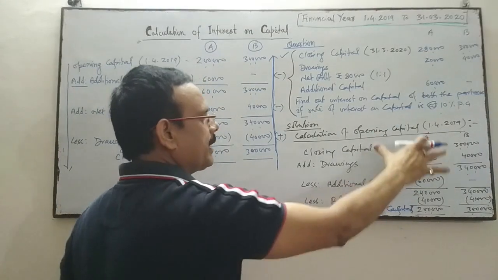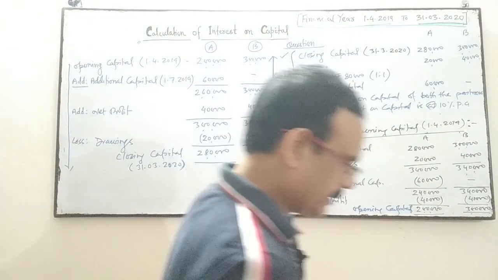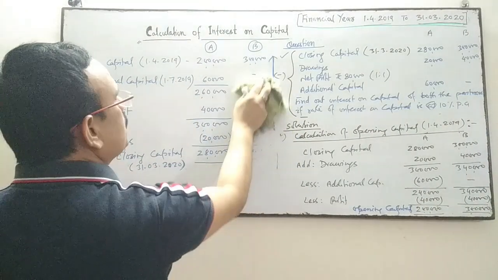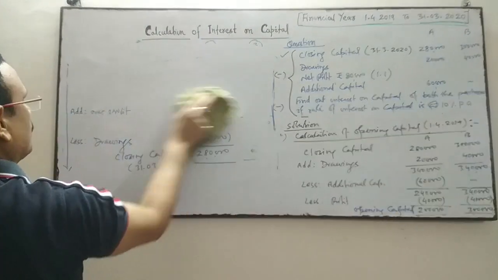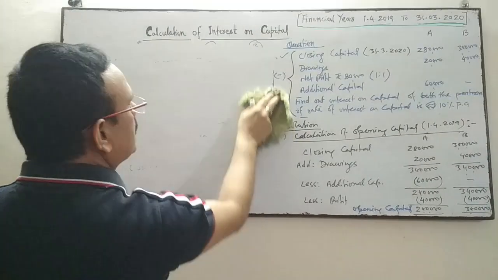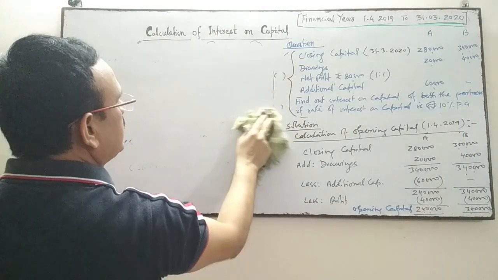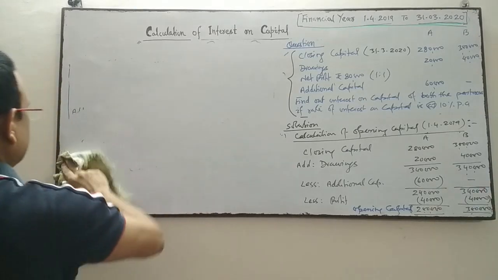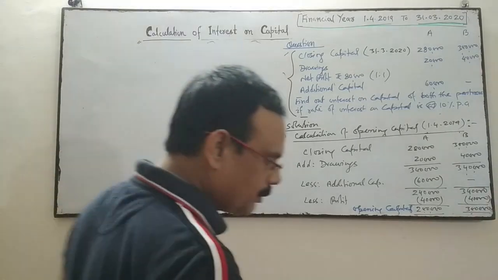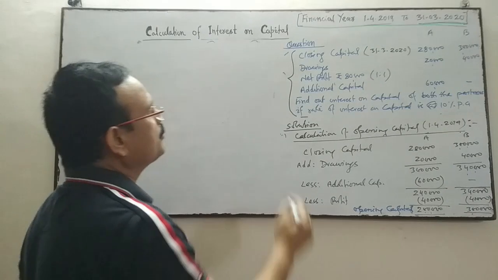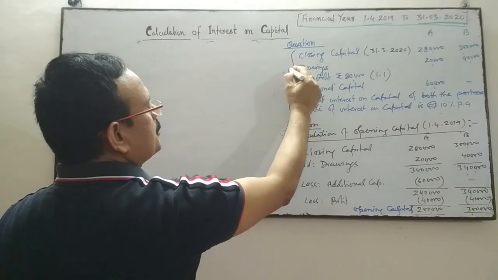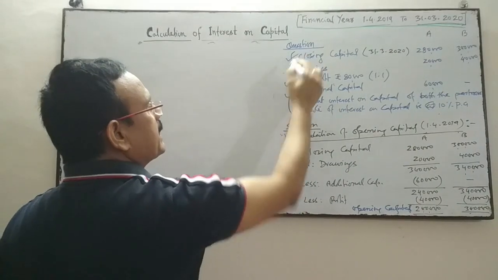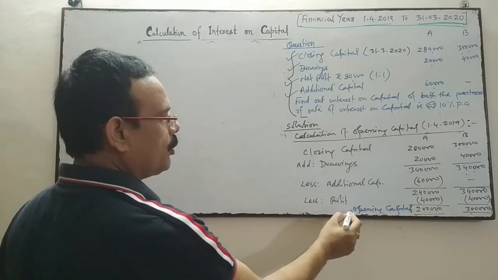The same thing I have applied over here to find out the opening capital. So first of all, we'll find out the opening capital. So how to calculate opening capital is clear. When the closing capital is given in the question and no opening capital is given, then we will find out the opening capital on the basis of the information of drawings, net profit, additional capital and closing capital.